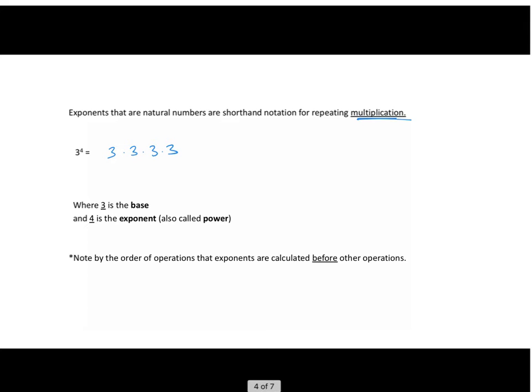So we can multiply these in any order that we want. Let's say we multiply 3 times 3 times another 3 times 3. So that's going to be 9 times 9, which is 81.